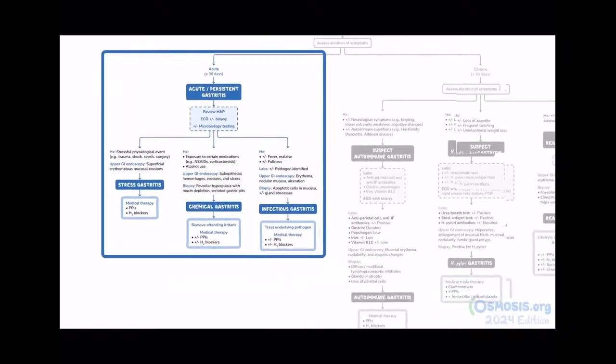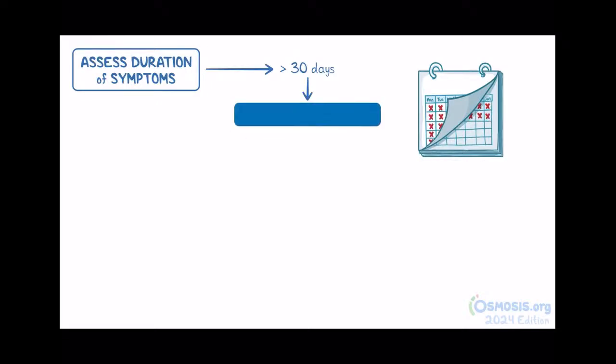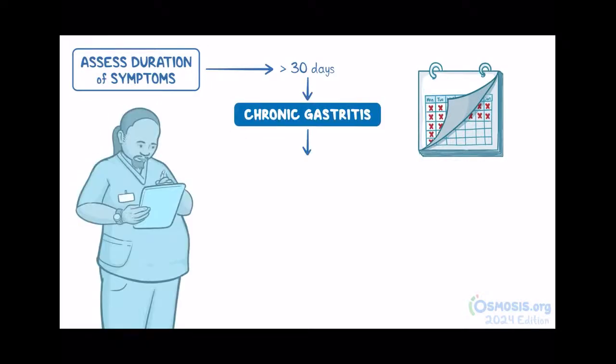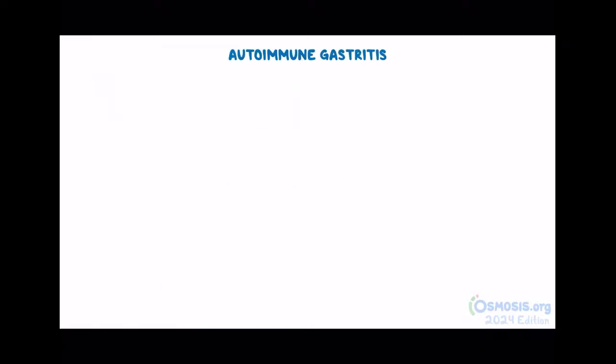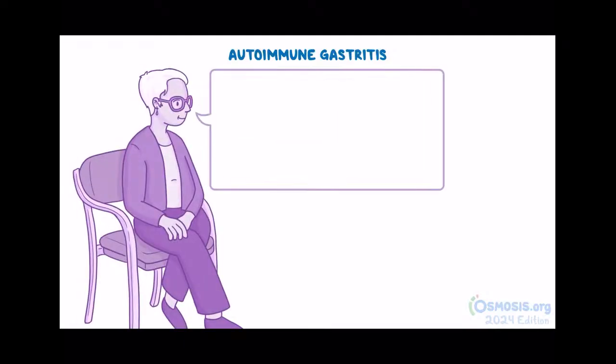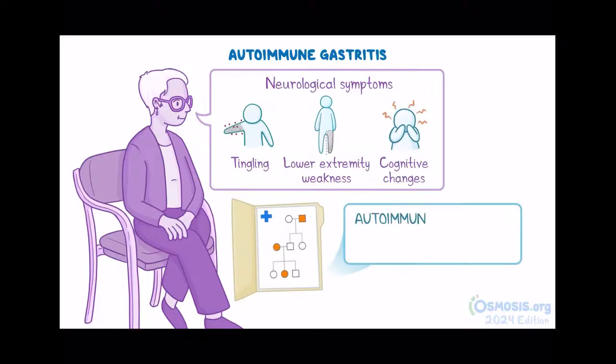Now, let's go back and look at individuals reporting that their symptoms have lasted for over 30 days. These findings are suggestive of chronic gastritis, so your next step is to assess the underlying cause. First, let's take a look at autoimmune gastritis. In this case, your patient might report neurological symptoms including tingling, lower extremity weakness, and cognitive changes. Also, there might be a history of autoimmune conditions like Hashimoto thyroiditis and Addison disease.